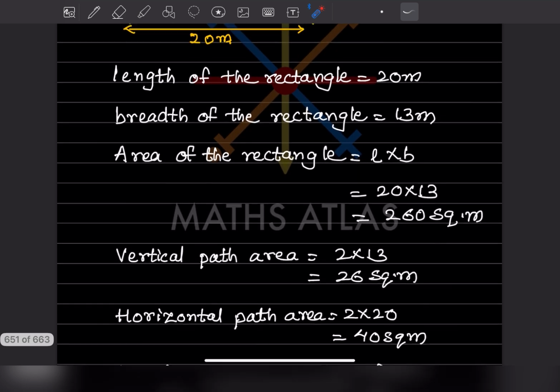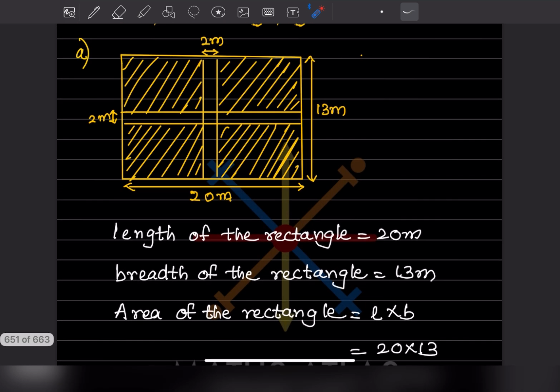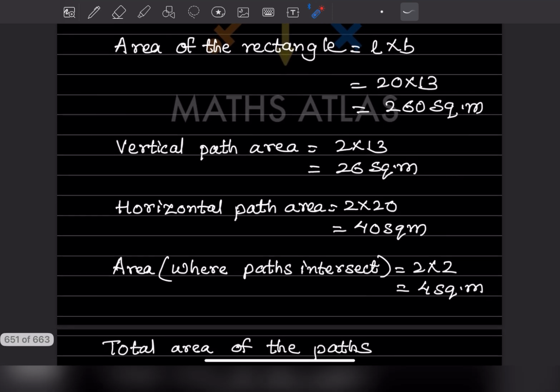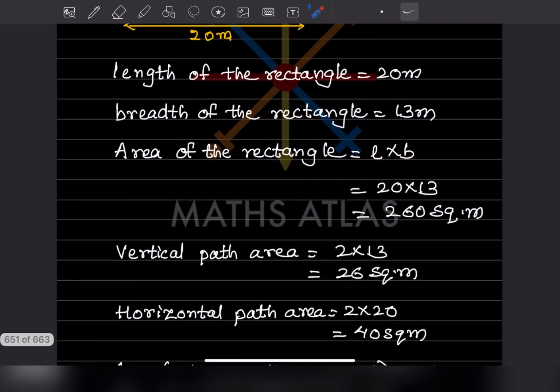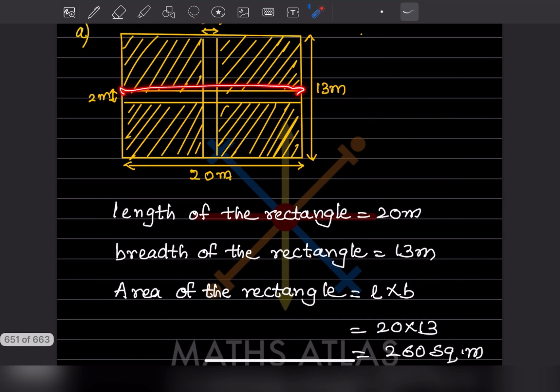So vertical part area, how much is that? 2 into the width, this one, 13. So we can say 2 into 13, that is 26. And the horizontal again here, this part, this is the horizontal. That is going to be 2 into, this is the horizontal here, this is 20.